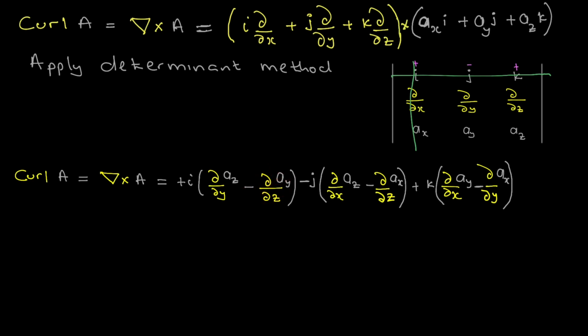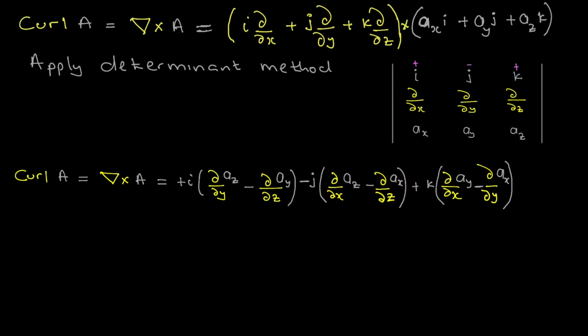And then once you've done that, we move on to j. Now we want to find j. So j is minus, so we say minus j. And then we draw another vector line here, a line down and across. So that means we're now going to use this 2 by 2 matrix here: coefficient vector AZ times partial derivative with respect to x, that's that one, minus AX times partial derivative with respect to z. And then close bracket. And so now we've done that.